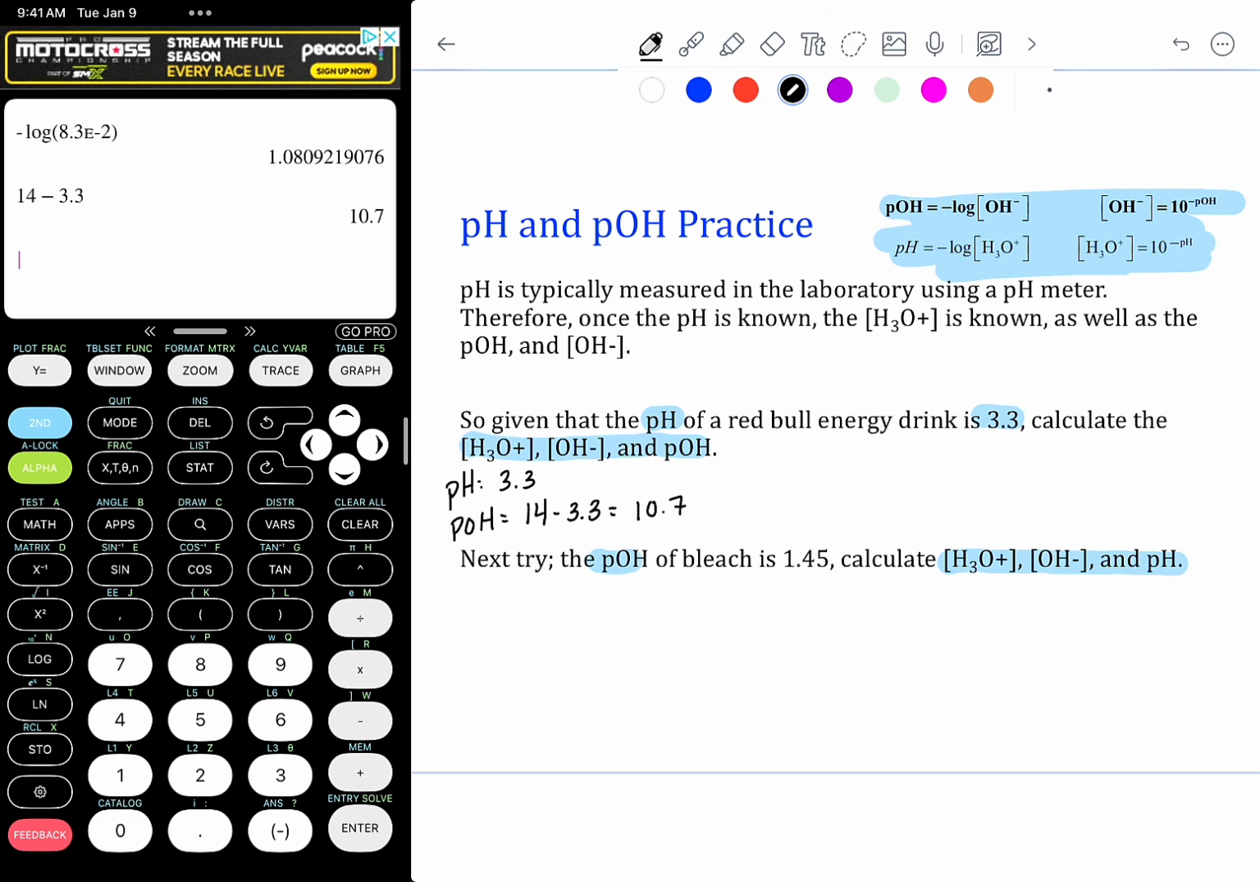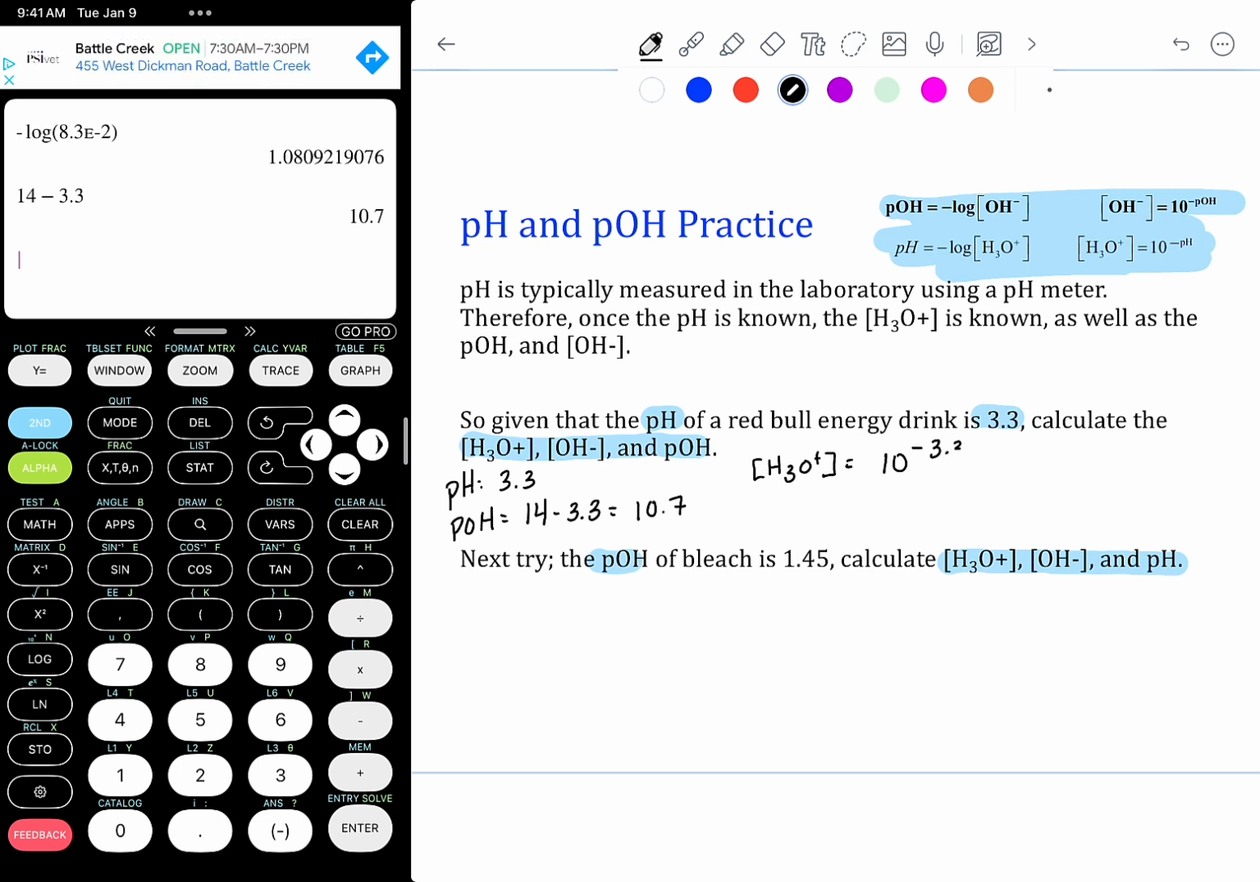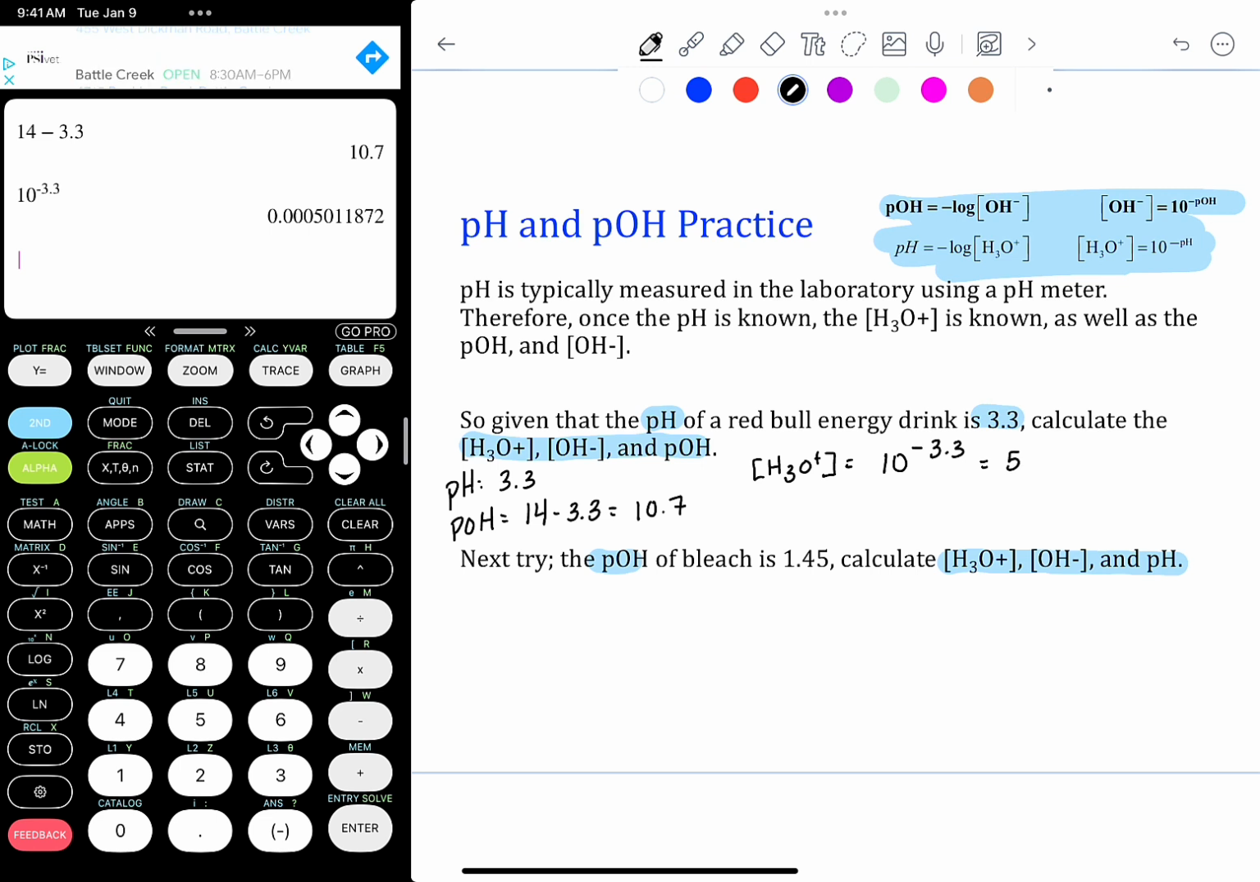Now we can use those pH and pOH values to find the OH minus and H3O plus. So H3O plus concentration is going to be equal to 10 raised to the negative 3.3. So we could do 10 raised to the negative 3.3, to get an H3O plus concentration of 5.0 times 10 to the minus 4 molar.